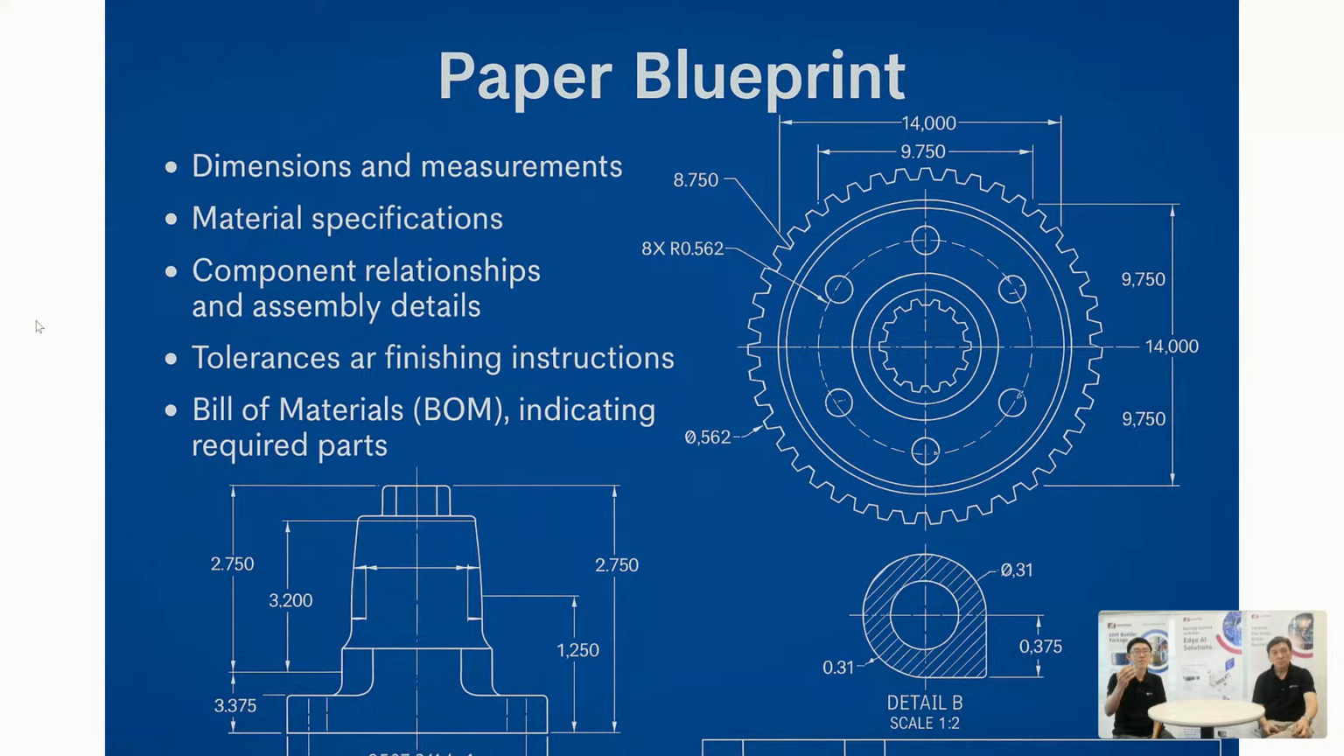So how do the paper blueprints look like? Actually it's the technical drawing of your machine part, or it can describe your process. It usually contains the dimensions, measurements, what kind of material they use, the component relationships and the assembly details, how to do the assembly, and then the tolerance and the finishing instructions. And some of them also include the bill of material, indicating the required parts. So these are the things inside a blueprint. Okay, so we move to the next one.